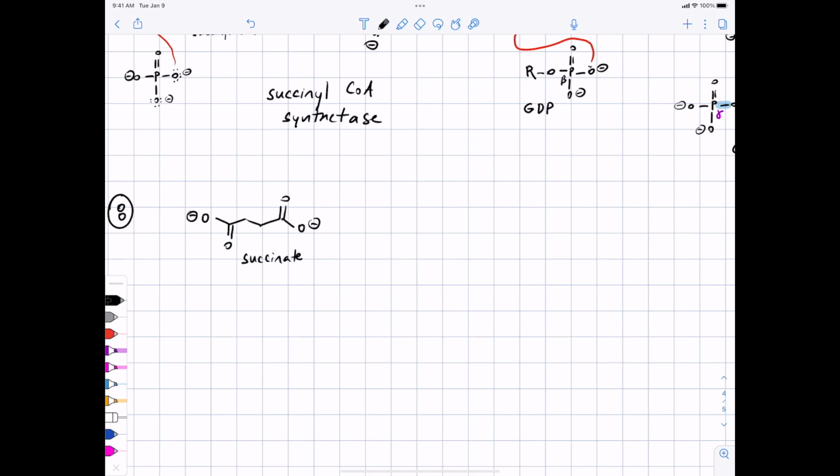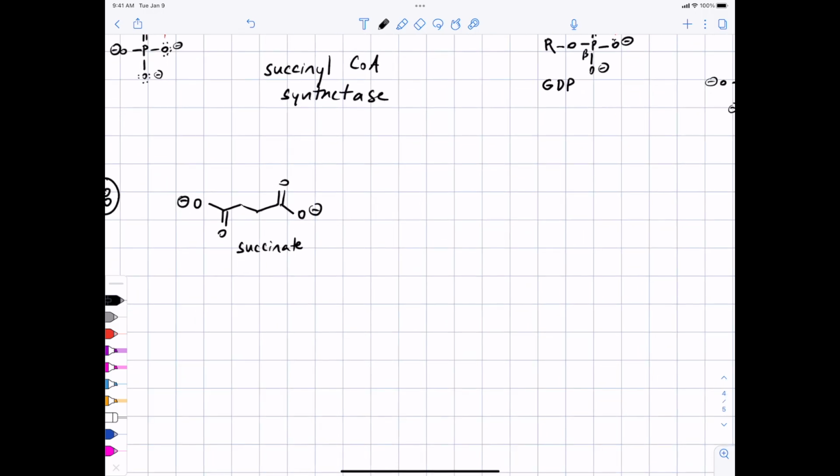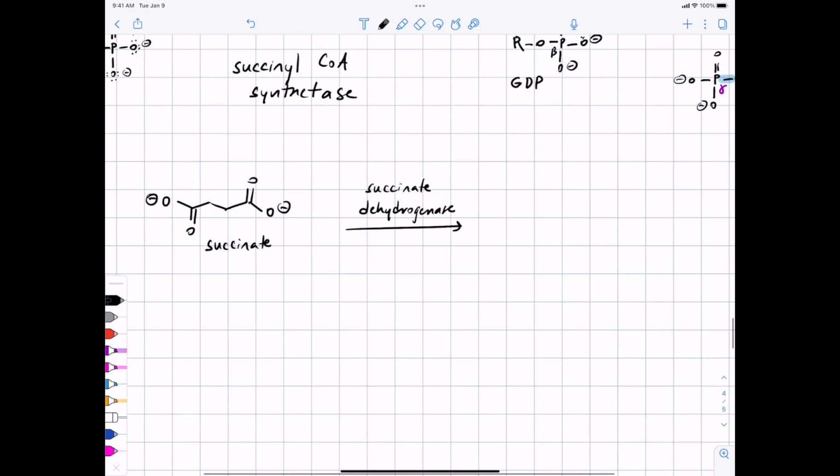Here's succinate, and the enzyme here is called succinate dehydrogenase. And this is aptly named because missing from succinate after this reaction are two hydrogens. Basically, a proton and a hydride are missing. The intermediate shown here with a pi bond between carbons 2 and 3 is called fumarate.